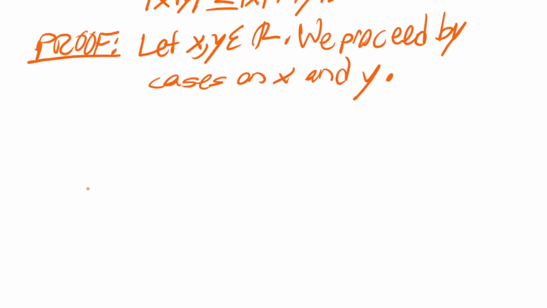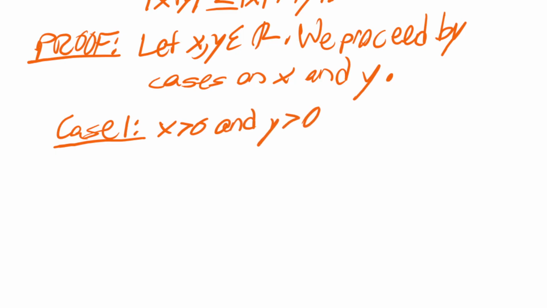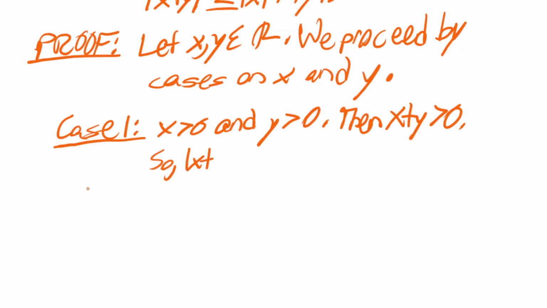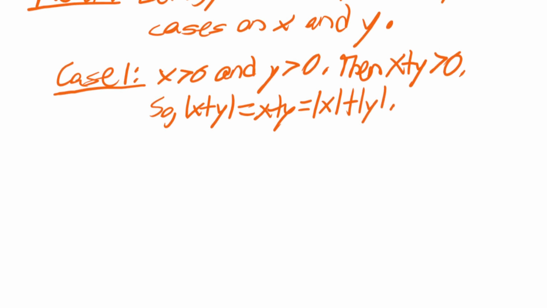So the first case we look at is x is greater than 0 and y is greater than 0. So then we have x plus y is greater than 0. So we have the absolute value of x plus y equals x plus y equals absolute value of x plus absolute value of y.